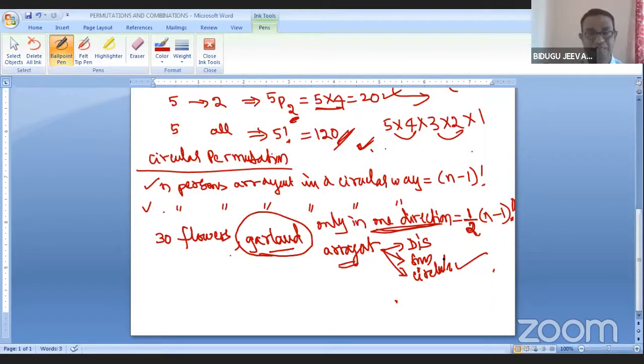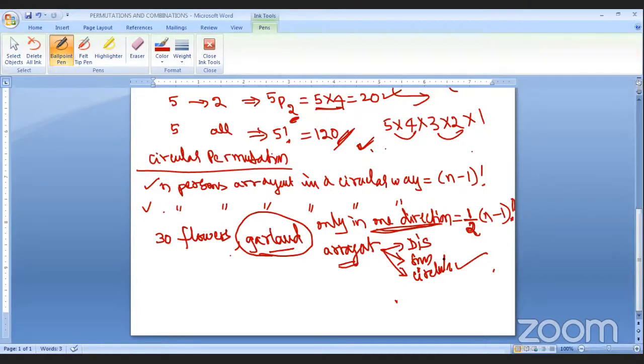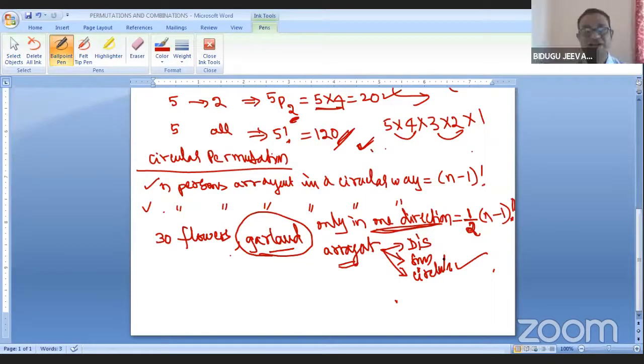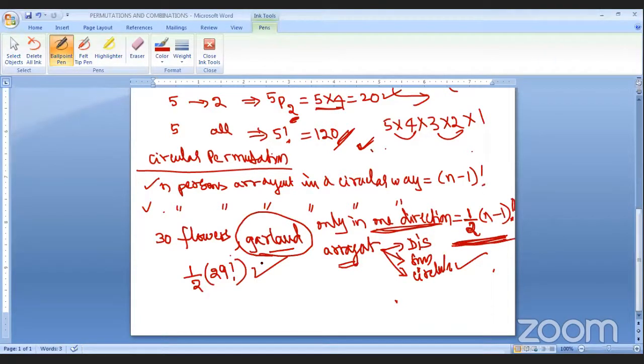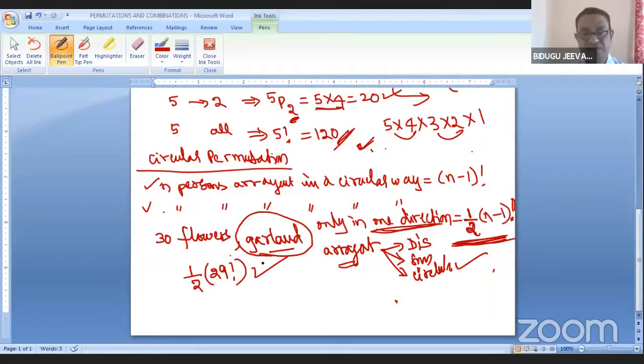Following my point? I think you might have observed necklace beads. While making a necklace, you just tighten at one end and start pulling each and every bead. It's called one direction. So definitely your answer is half into 29 factorial. Half into n minus 1 factorial. I hope you understood. So I completed permutation. What is permutation? Let me discuss once again. Permutation means taking few things, or taking all the things at a time.